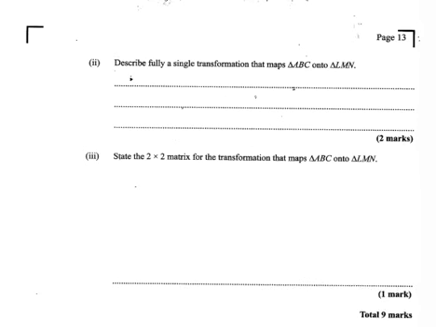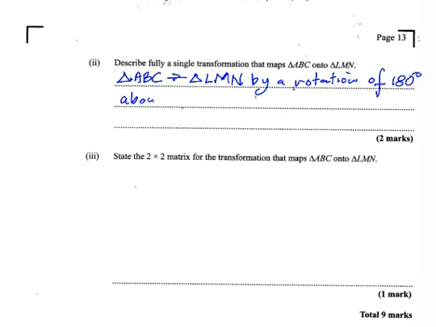So now I can say that triangle ABC is mapped onto triangle LMN by a rotation of 180 degrees about the origin. Now, for a 180-degree rotation, you do not have to state the direction, because 180 degrees clockwise or 180 degrees anti-clockwise takes you to the same spot. All right.